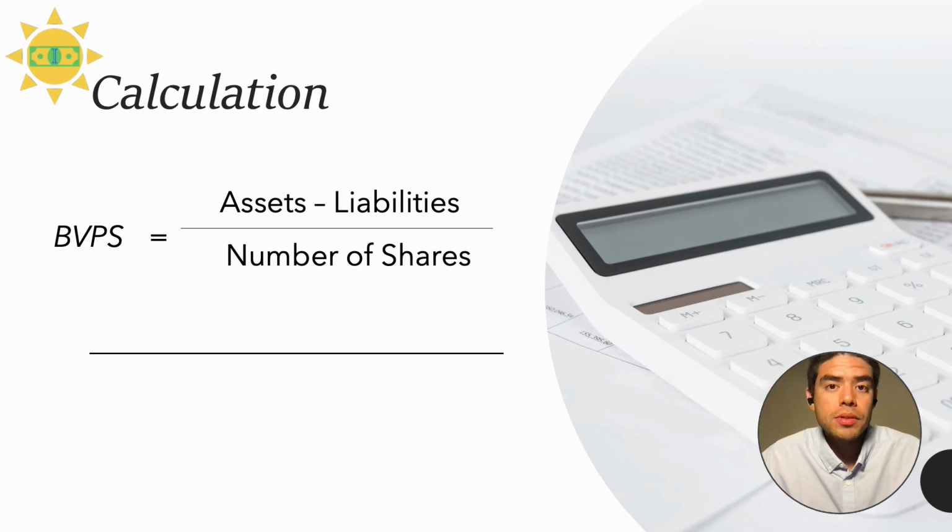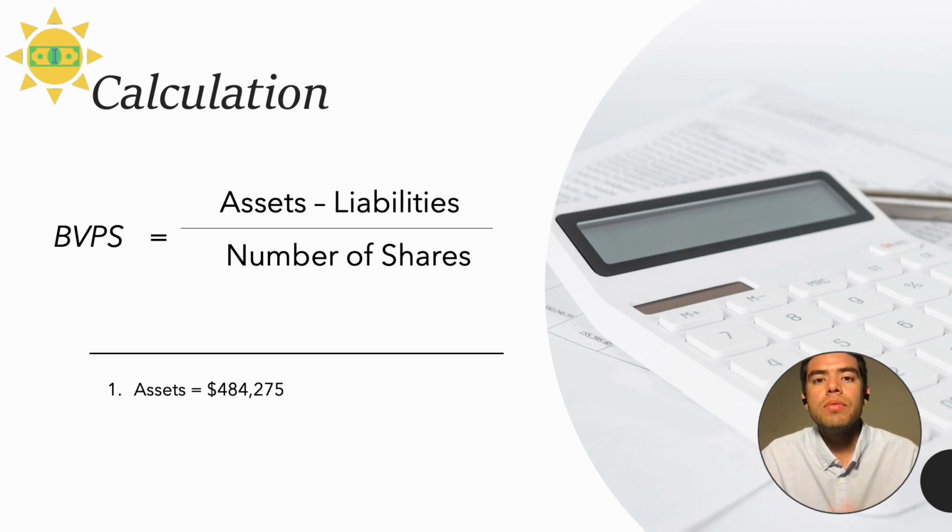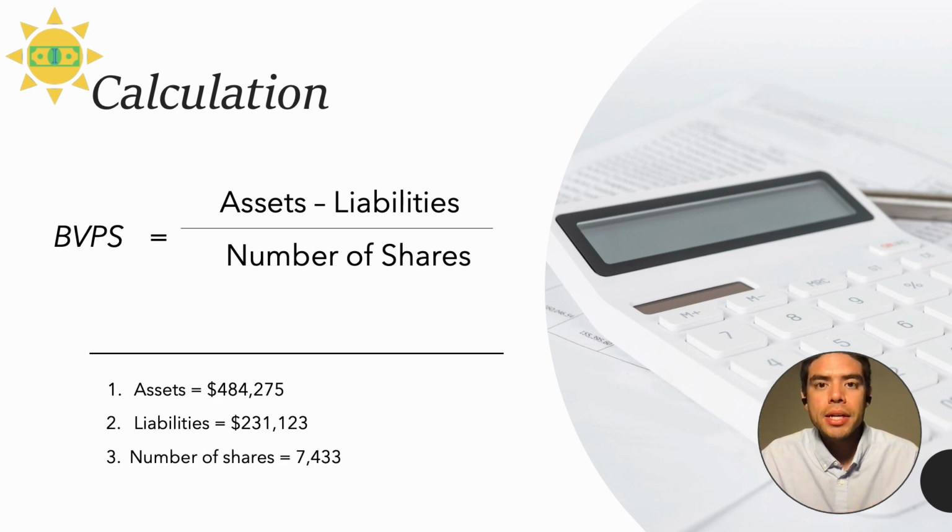Great, now going back to our formula, we know we needed 3 values: assets, liabilities, and number of shares. Now that we have these values for Microsoft, all we need to do is insert them into the formula in order to find the BVPS. Microsoft's total assets are equivalent to $484,275 million. Microsoft's liabilities are equivalent to $231,123 million. And Microsoft's number of shares outstanding are 7,433 million shares.